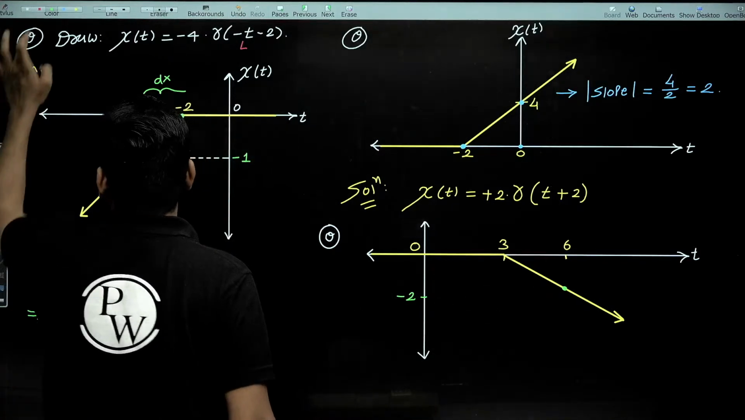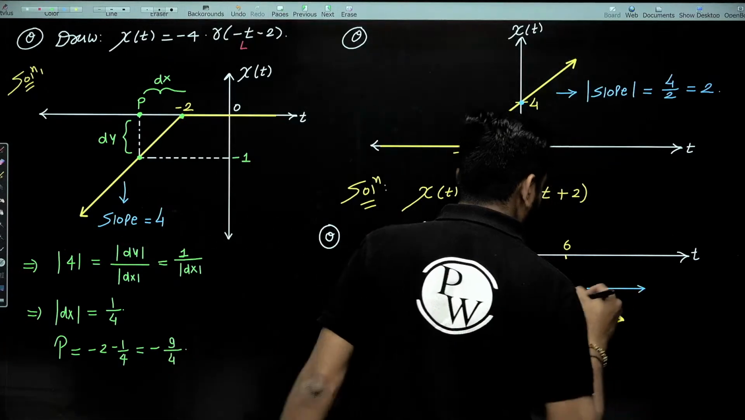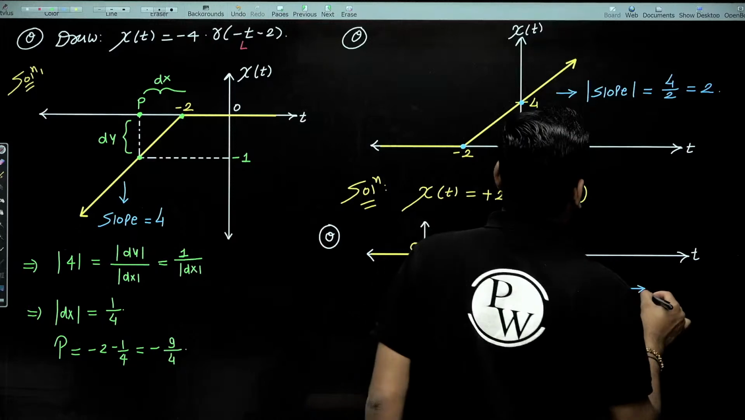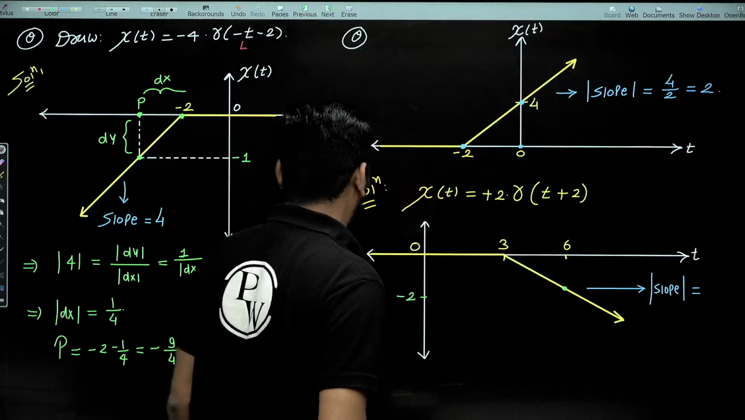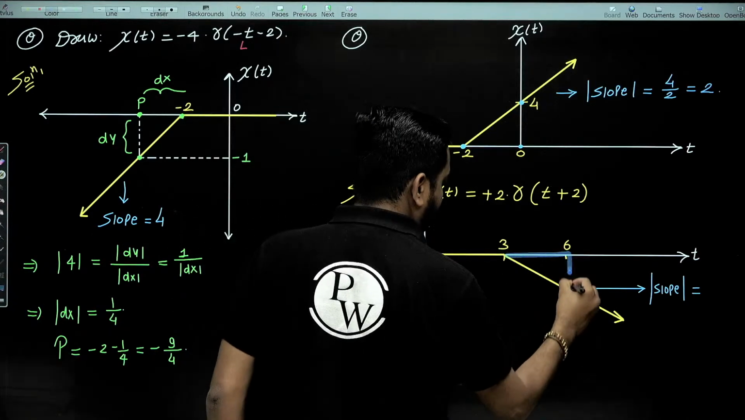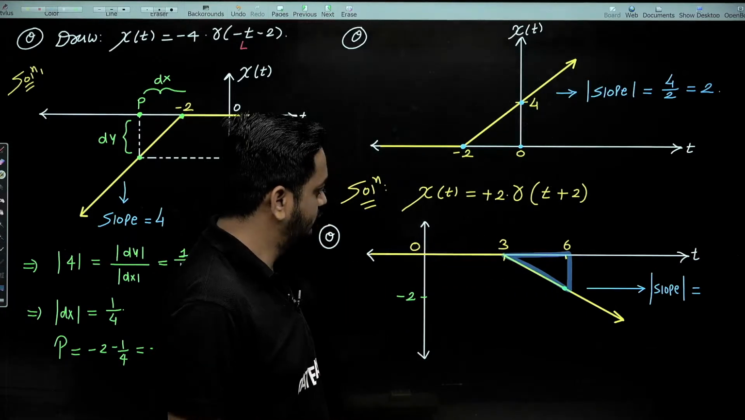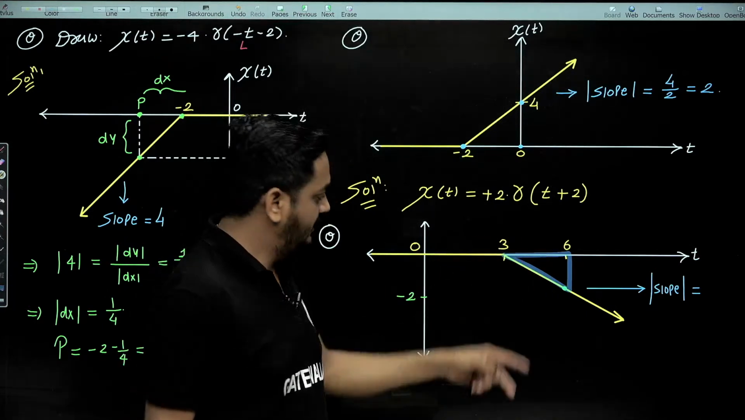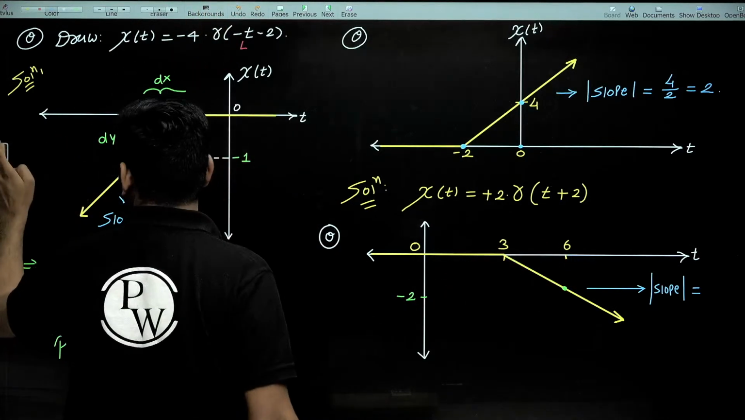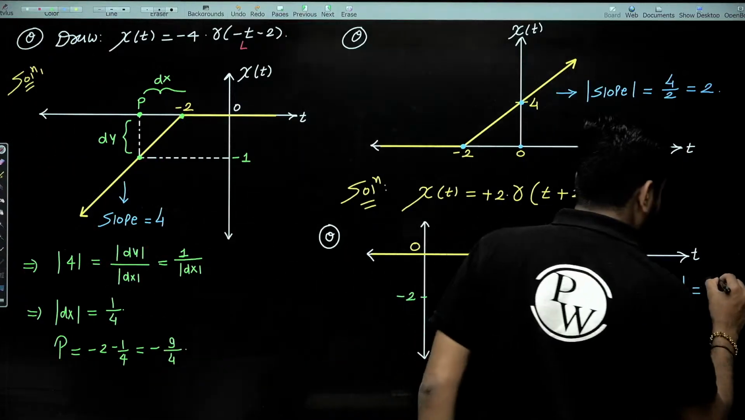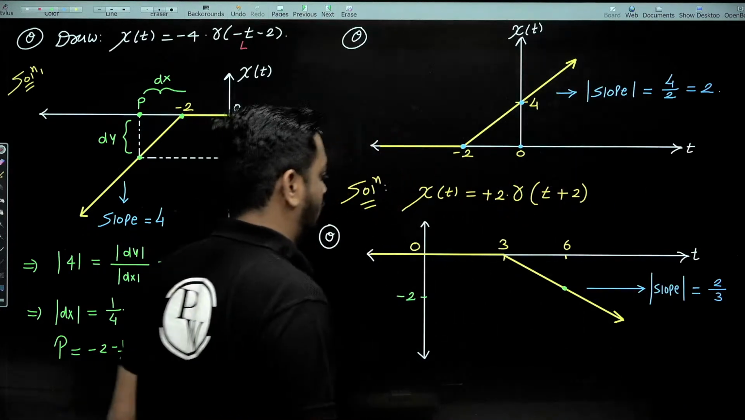First of all, tell me what is the value of slope, guys. The magnitude of the slope I am asking. To find the value of slope, you can take this triangle. In this triangle, dy is 2 and dx is 3. So the magnitude of the slope is dy by dx, nothing but 2 by 3. Correct? 2 by 3 is your slope.